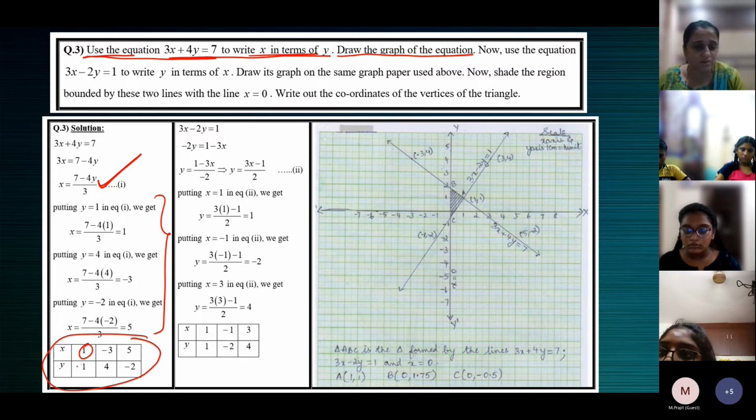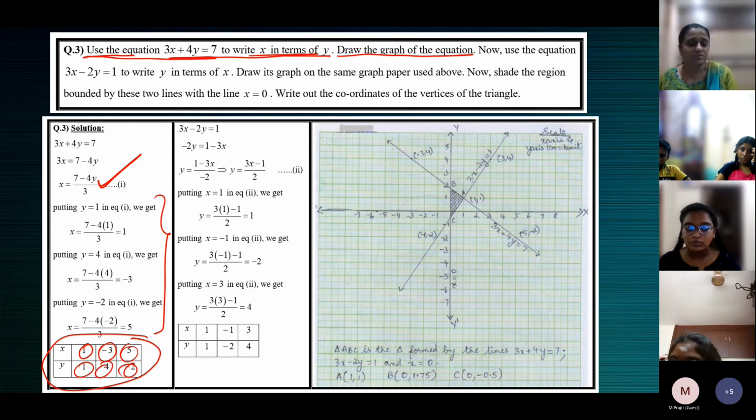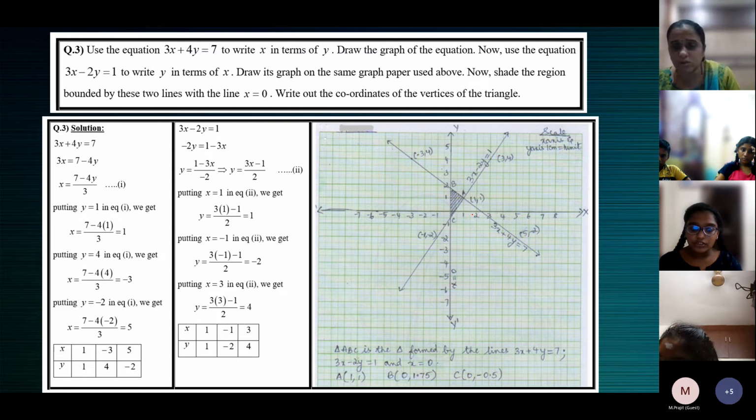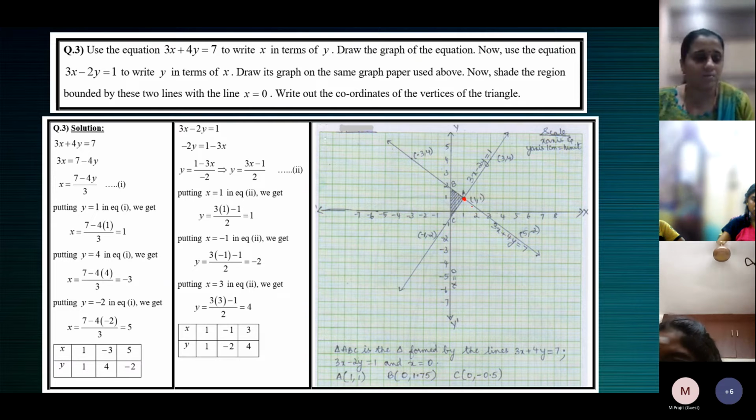So you plot (1, 1), (-3, 4) and (5, -2). Where is it? This is (1, 1) here. Then (-3, 4): minus 3 is here, comma 4 here. And then (5, -2): 5 is here, minus 2 down here. So when you join these 3 points, you get this line.